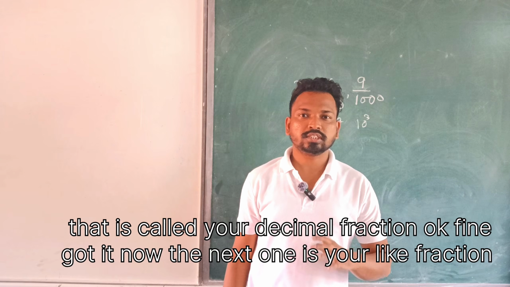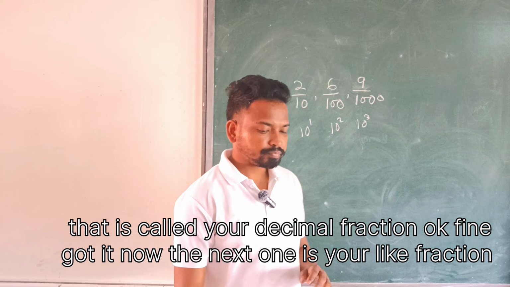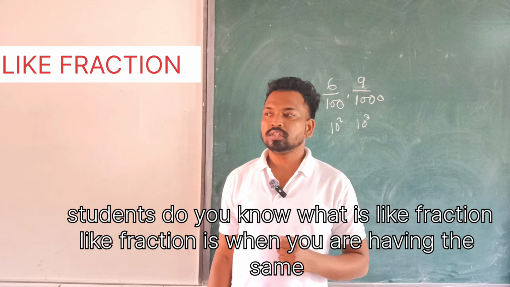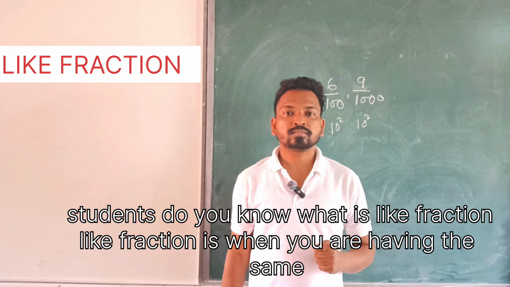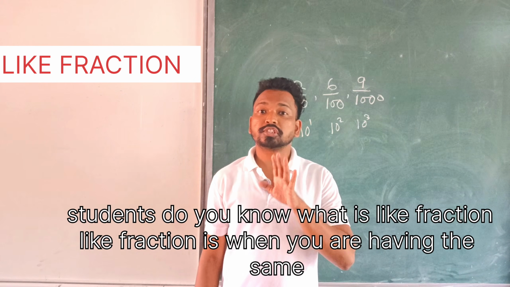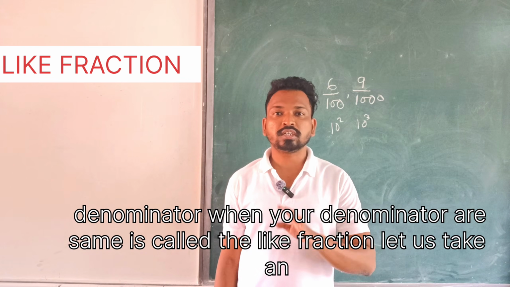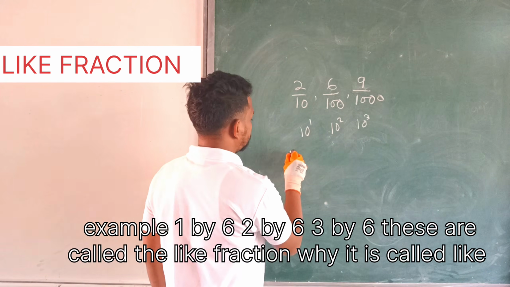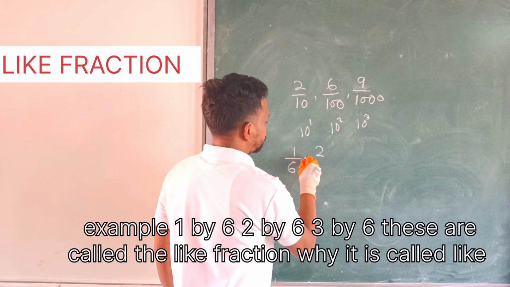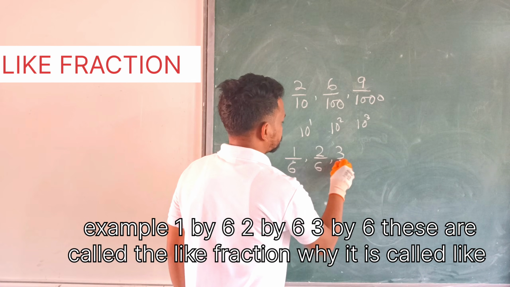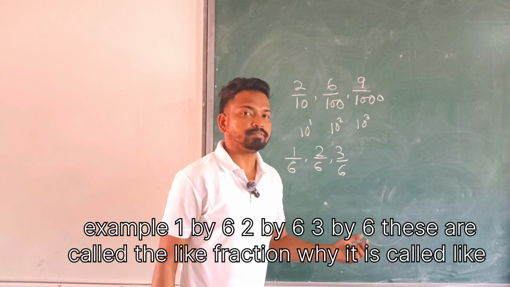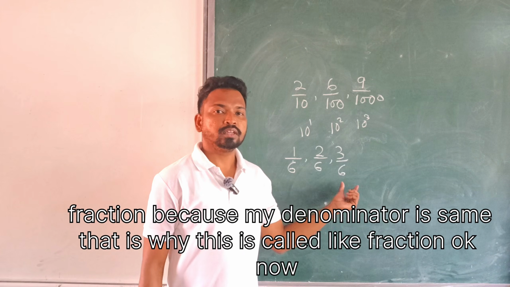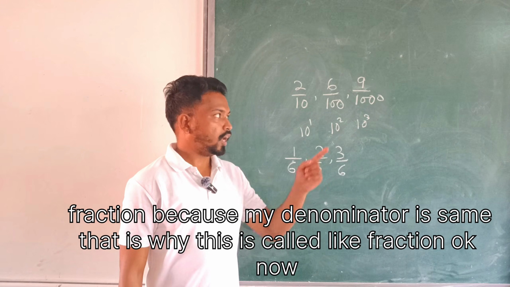Now the next one is your like fraction. Students, do you know what a like fraction is? A like fraction is when you have the same denominator. Let's take an example: 1 by 6, 2 by 6, 3 by 6. These are called like fractions. Why? Because my denominators are the same. That's why this is called a like fraction.